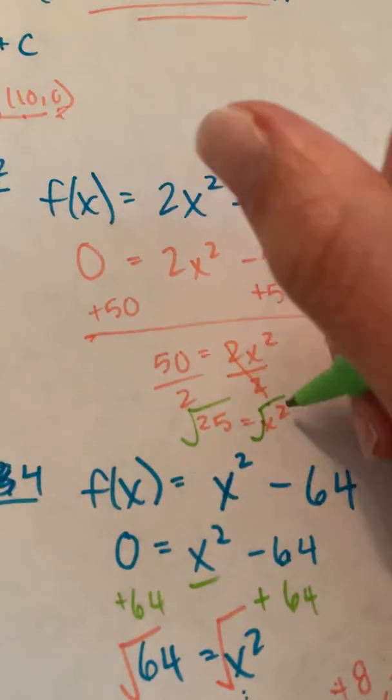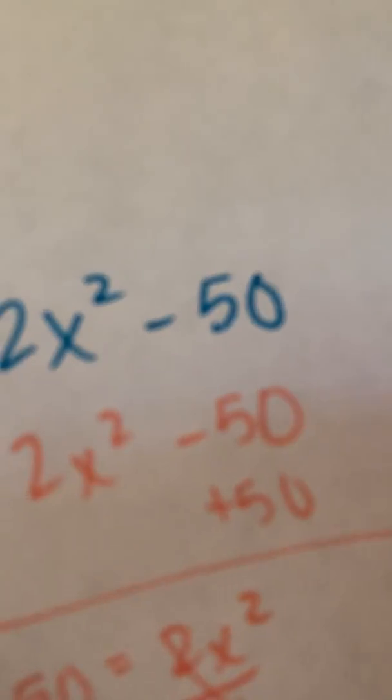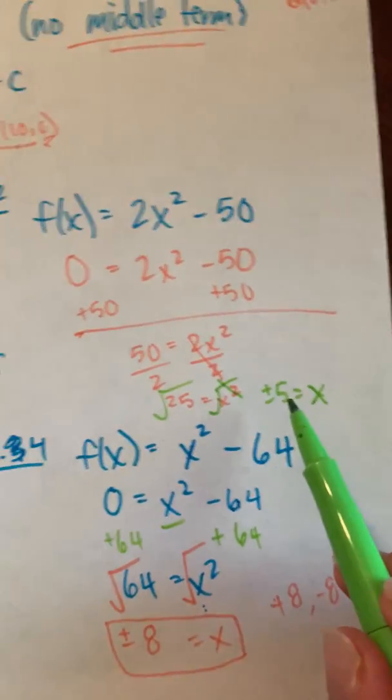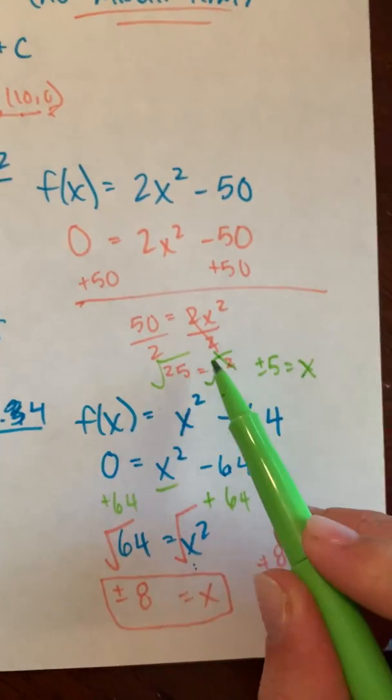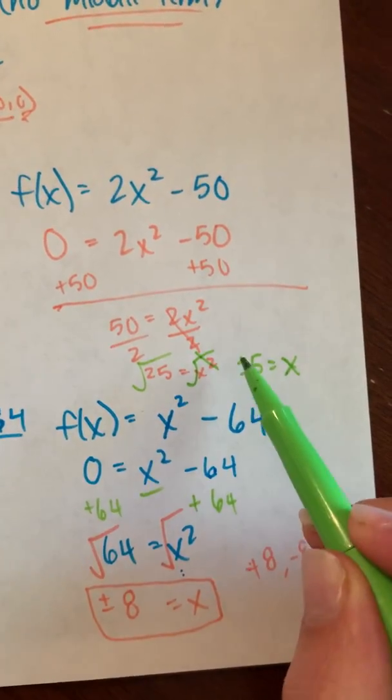Square root of x squared. Bye, drama, they cancel out. You just have x. Hold on, it's so hard to write with my one hand. Square root of the x squared just goes to x. Square root of 25 goes to 5. We got to add plus or minus in it.